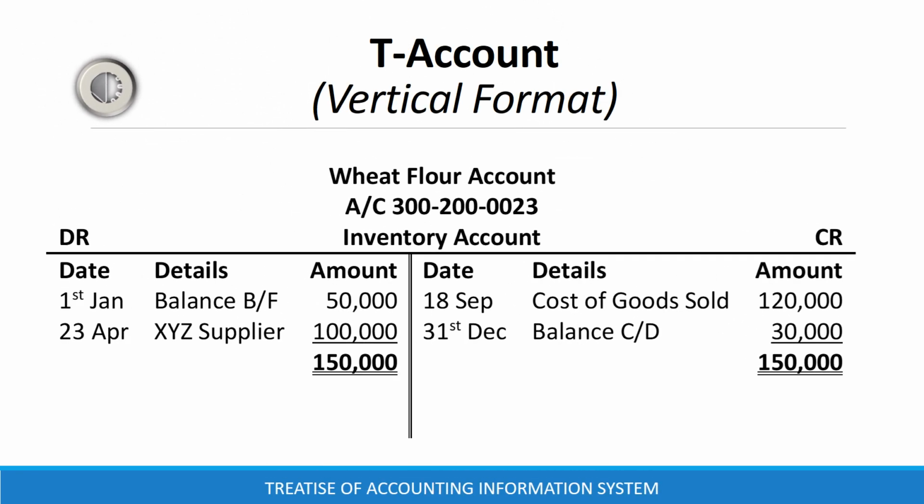A T account has 3 sections: the top of the T, the left side of the T, and the right side of the T. At the top of the T, we indicate account name, account number, account description, and any other information related to the account. Transaction details and amount for debit are indicated on the left side of the T, while transaction details and amount for the credit are indicated on the right side of the T.